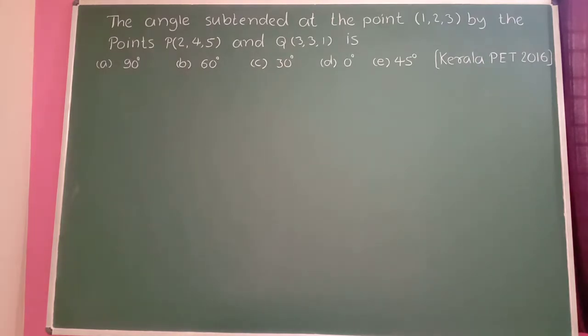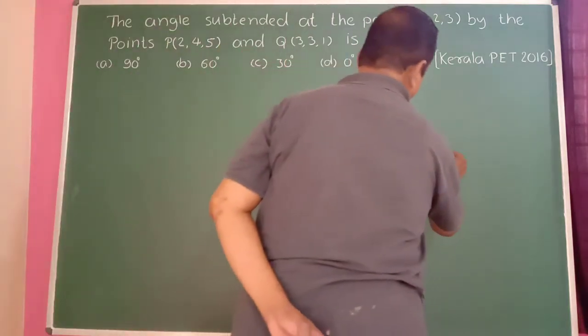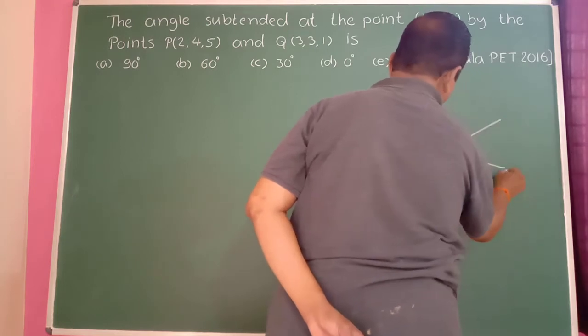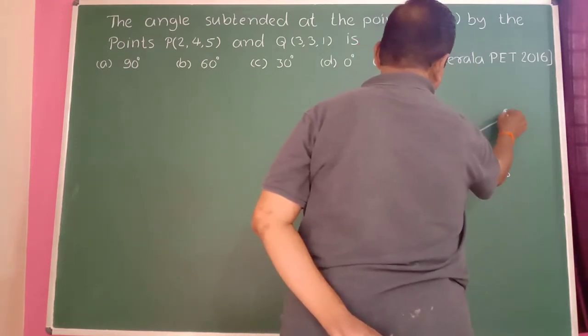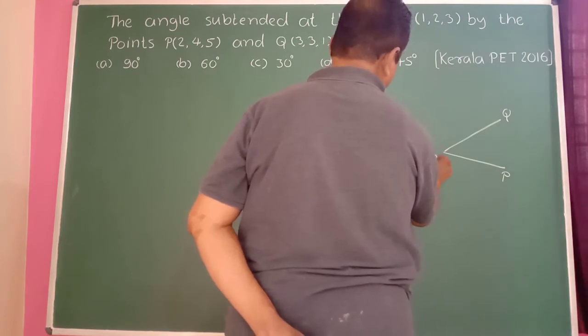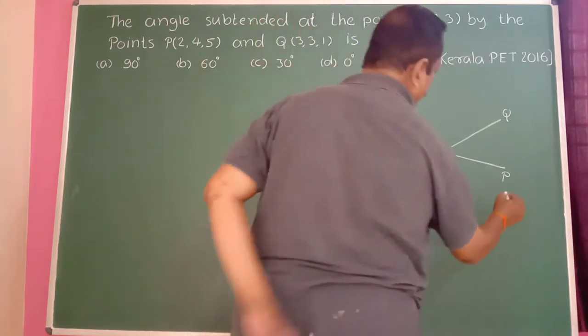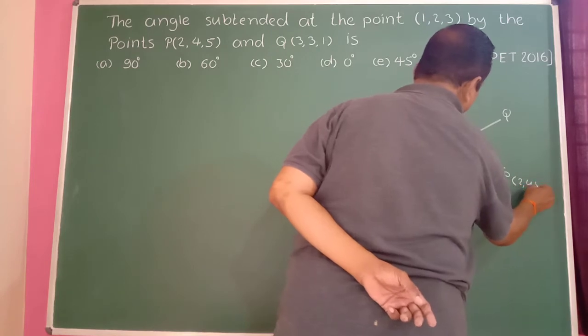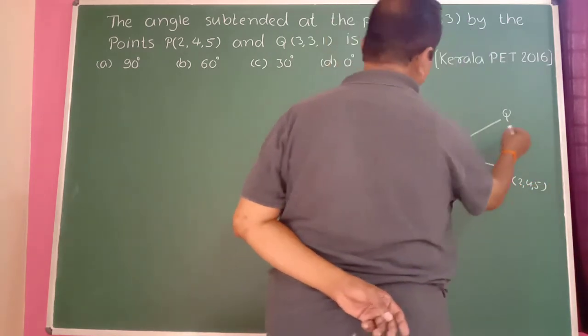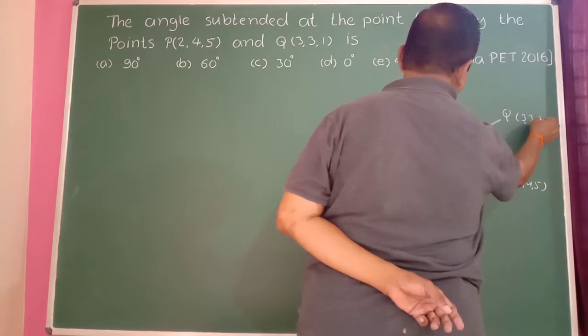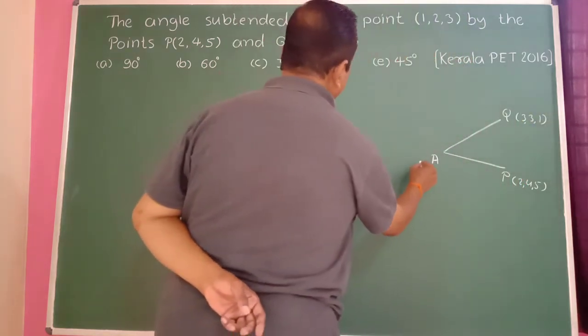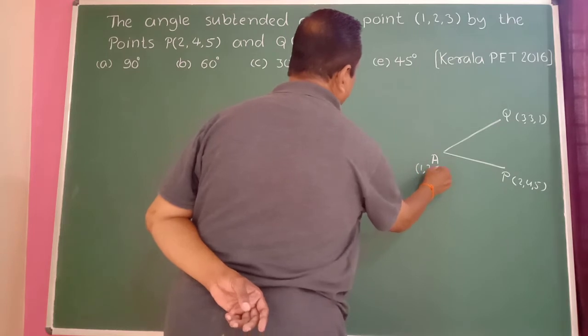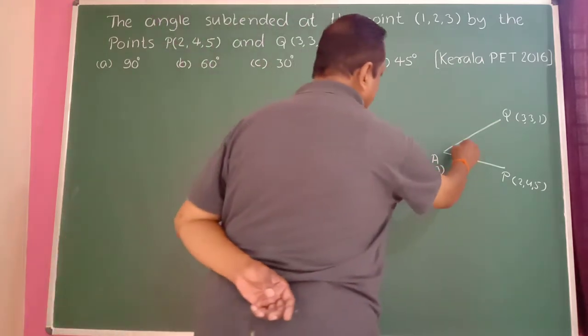The angle subtended at the point 1, 2, 3 by the points P 2, 4, 5 and Q 3, 3, 1. Here 3 points are there. Consider this point as P, this one as Q, and this one as A. Coordinate of P is 2, 4, 5. Q is 3, 3, 1, and coordinate of A is 1, 2, 3. Here we want this angle.